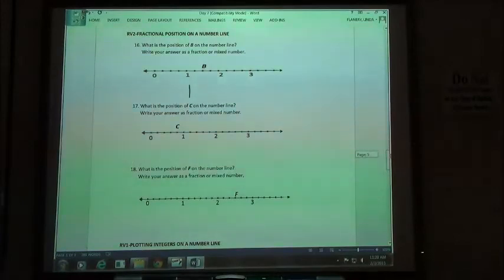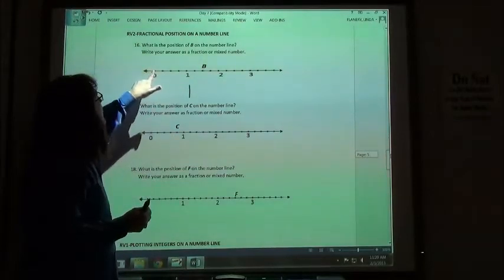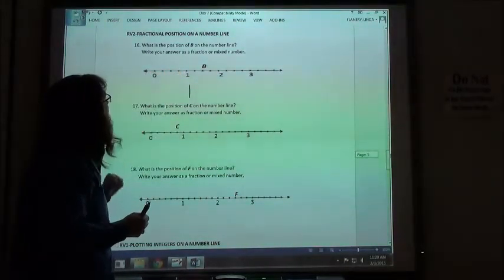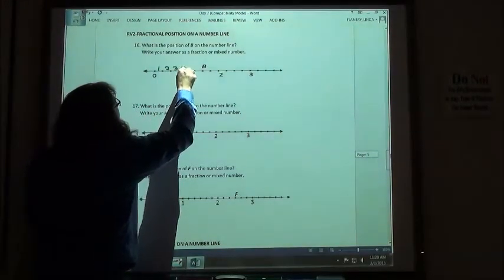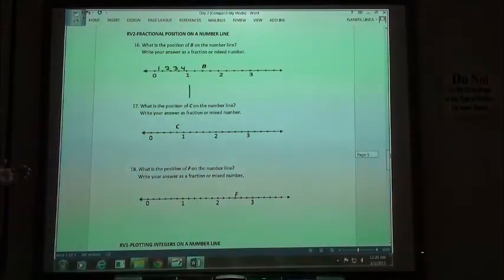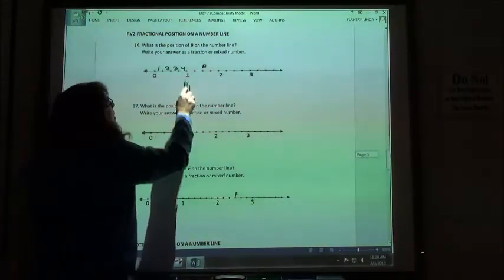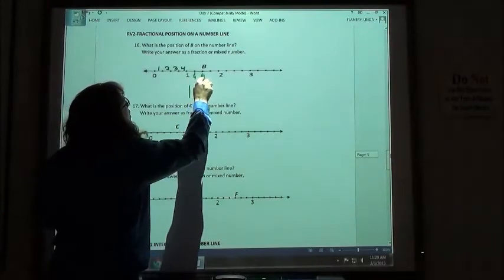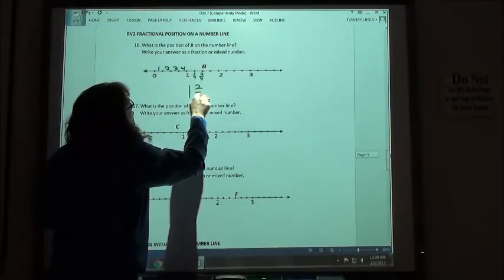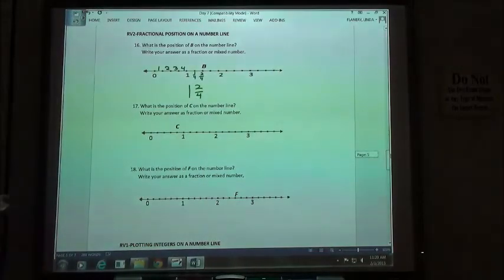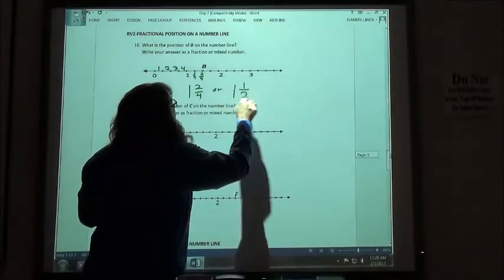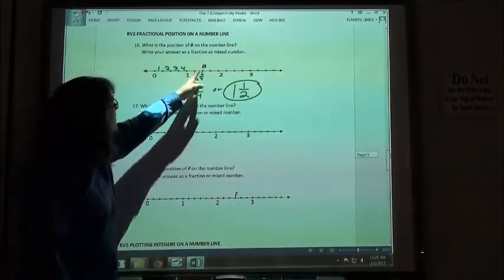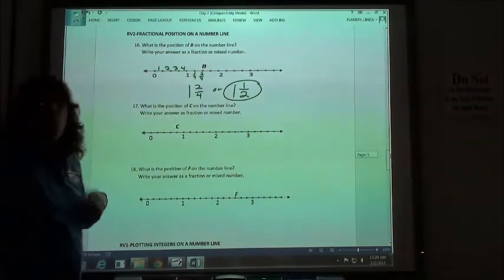I have to figure out what the units are that each of my spaces are. So what I'm going to do is count the spaces, not the dots, the spaces between 0 and 1. There's 1, 2, 3, 4 spaces. That means each of those little dots is a fourth. So here's my 1. This would be 1 and 1/4, 1 and 2/4. So I have 1 and 2/4. Of course, we want our answer in simplified form. 2/4 can be reduced down, so 1 and 1/2 would be our answer. You can see that B is halfway between the 1 and the 2, 1 1/2.